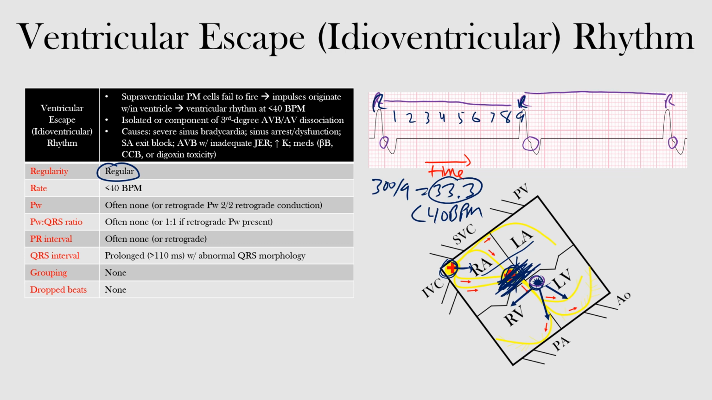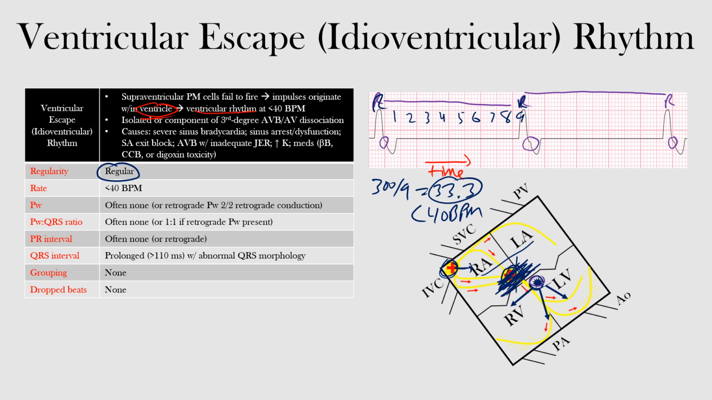So hopefully this is not too difficult. Let's run through our chart here before we end. So our ventricular escape or idioventricular rhythm arises when these supraventricular pacemaker cells fail to fire. Okay, so everything above the ventricles is not working, so eventually the ventricles take over the rhythm of the heart. And that's where we get this ventricular rhythm that occurs at a rate less than 40 beats per minute. Now, this could be isolated or a component of complete or third degree AV block or AV dissociation.